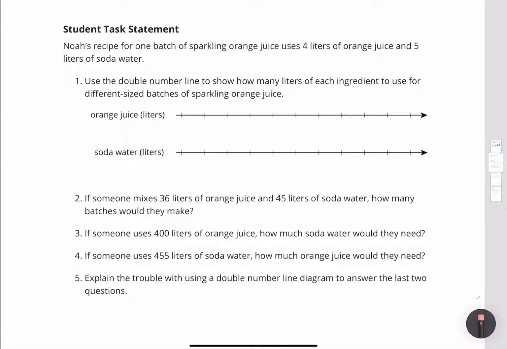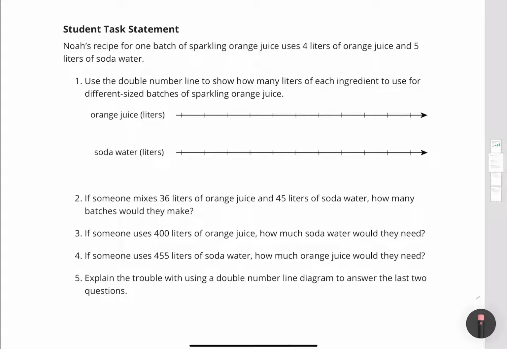So the lesson begins with a student task statement. Noah's recipe for one batch of sparkling orange juice uses 4 liters of orange juice and 5 liters of soda water. Number 1 is asking us to use a double number line to show how many liters of each ingredient to use for different size batches of sparkling orange juice.